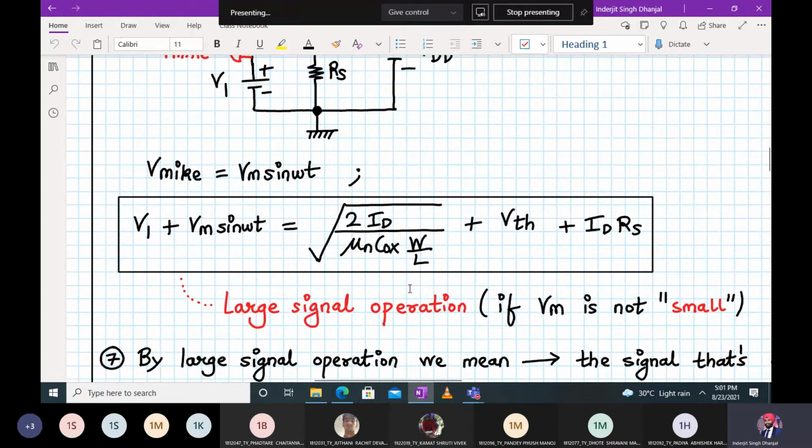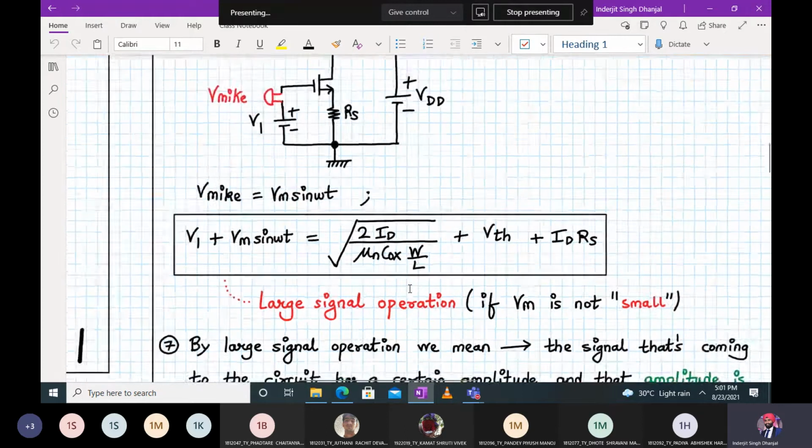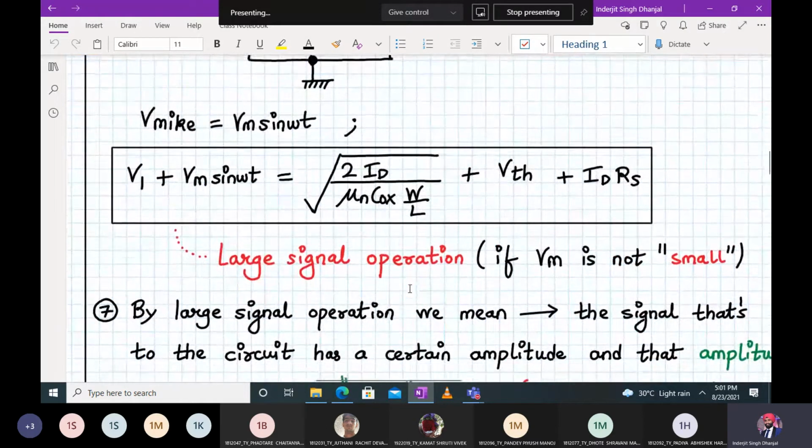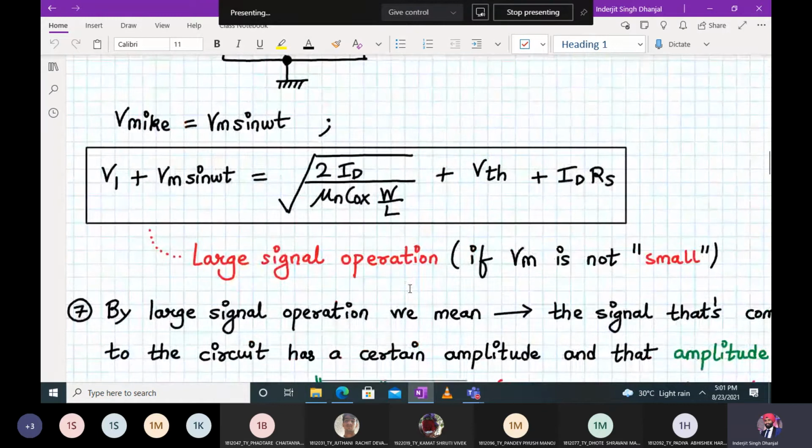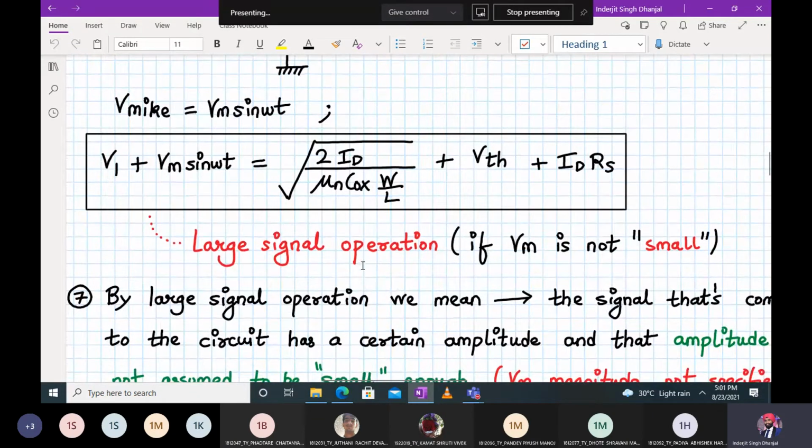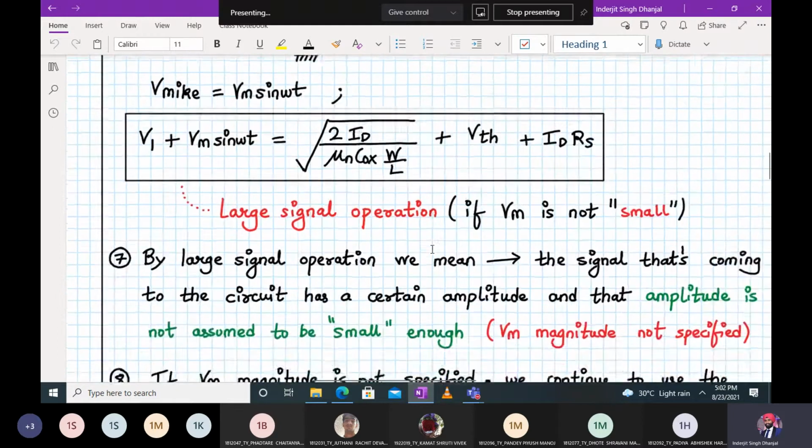Okay. Now, when do we call it a large signal operation? We call it a large signal operation if Vm is not small. If Vm is very small, comparably in millivolts, then we say it's a small signal analysis. Okay, but when the Vm value over here, the amplitude of the input, is not small, we call it a large signal operation.